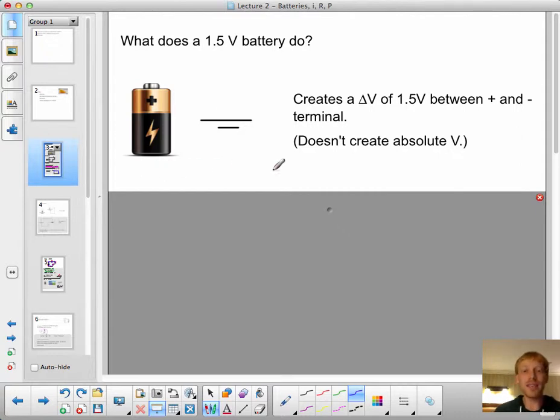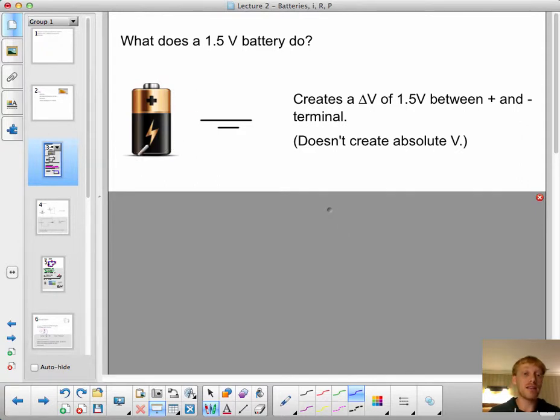All right. When I say a battery doesn't create an absolute voltage, I mean usually we will call the negative terminal of a battery, usually we will call that voltage at the negative terminal 0 volts. And then if this is a 1.5 volt battery, that makes this 1.5 volts. But that's not always the case.